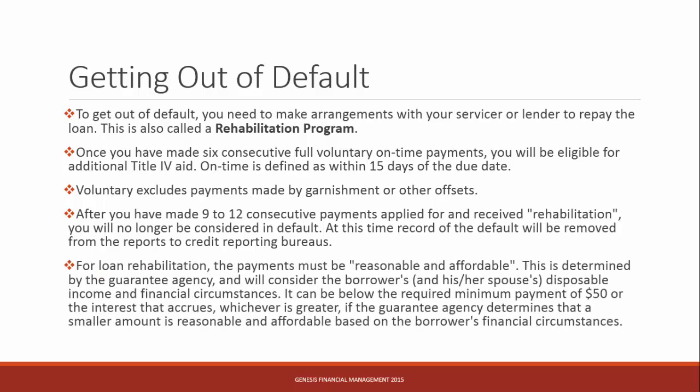For rehabilitation, the payments must be reasonable and affordable. This is determined by the guarantee agency and will consider the borrower's and his or her spouse's disposable income and financial circumstances. It can be below the required minimum payment of $50 or the interest that accrues, whichever is greater, if the guarantee agency determines that a smaller amount is reasonable and affordable based on the borrower's financial circumstances.